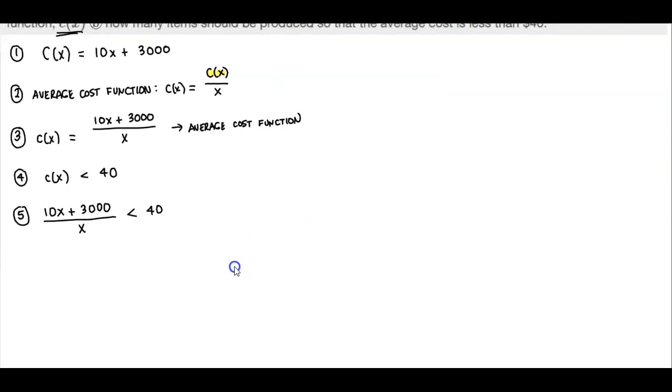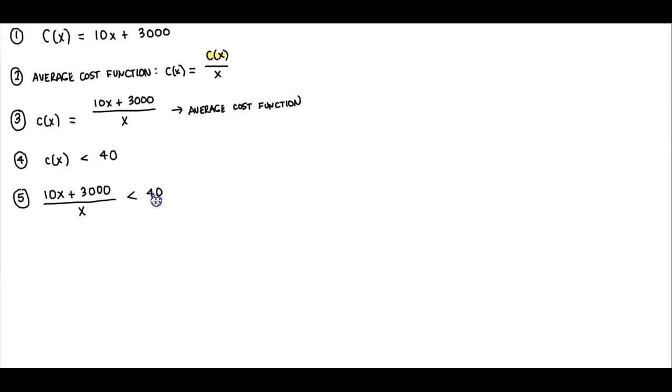Now we want to make sure that there's a 0 on the right side, so we subtract it to the left side. That means we have (10x plus 3,000) over x minus 40, which is less than 0. We can write that as 40 over 1. So we want to combine these two. To combine them, we need a common denominator, which is x.